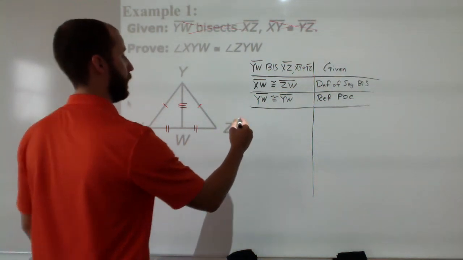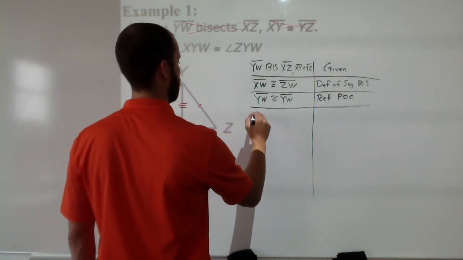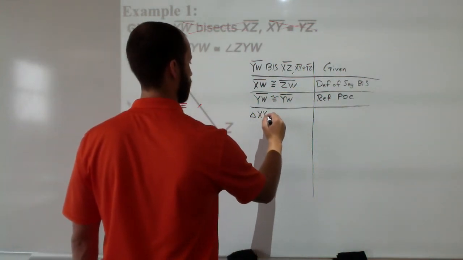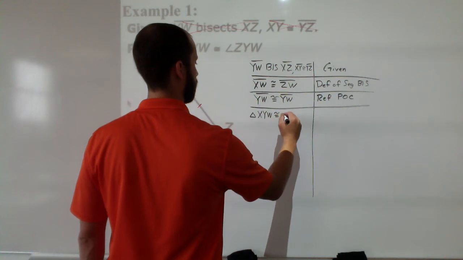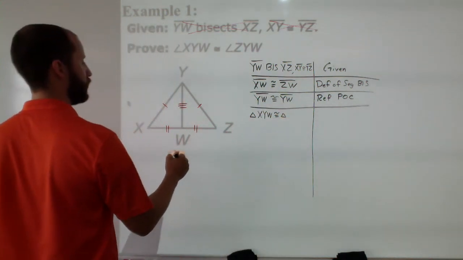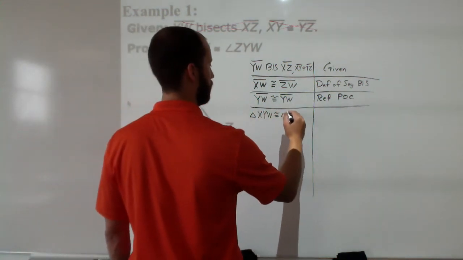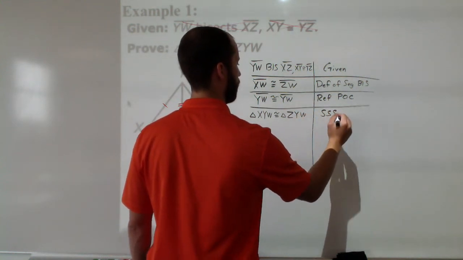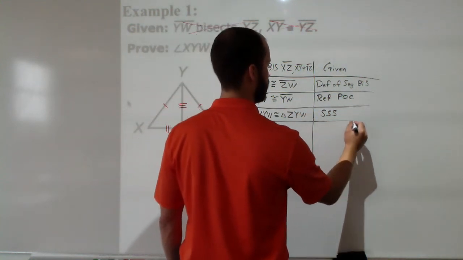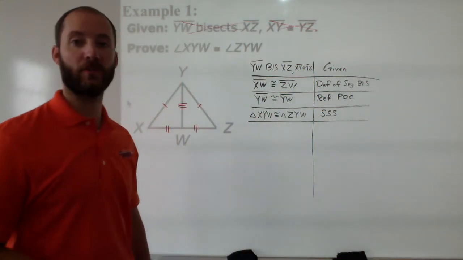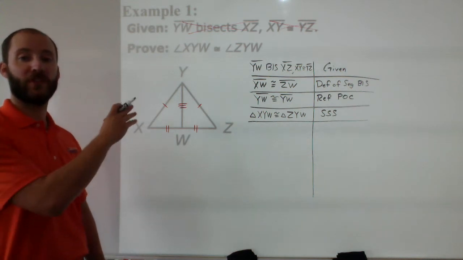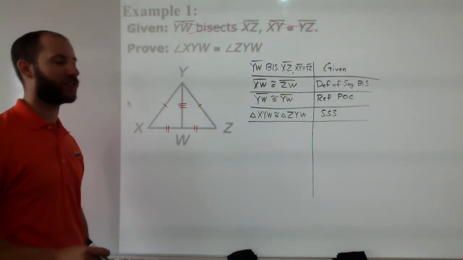So the reflexive property says it's congruent to itself, which we now have 3 pairs of congruent sides. So triangle XYW is congruent to triangle ZYW by side-side-side. 3 pairs of congruent corresponding sides. Now I'm not done. Look at the proof statement. We want those angles congruent.